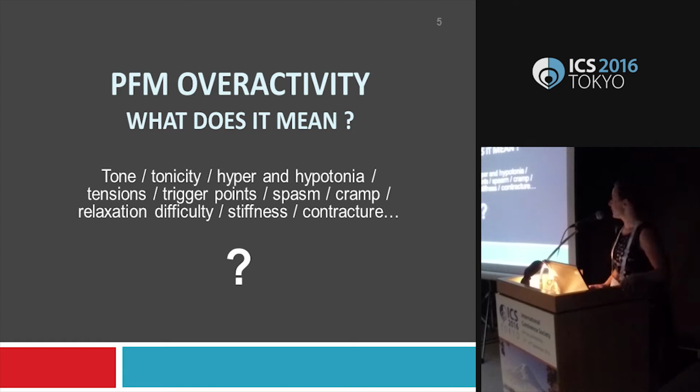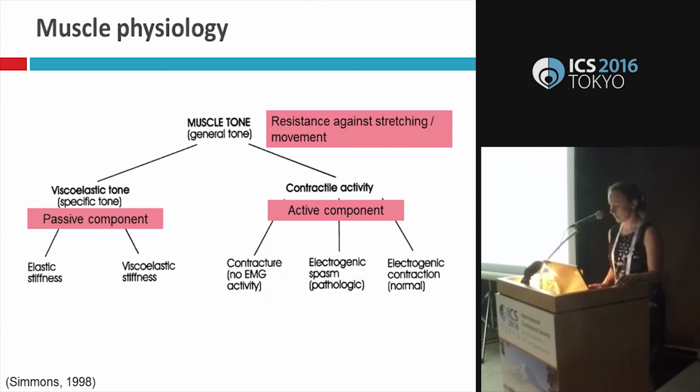So first, I think we heard a lot today about what is pelvic floor muscle tone, overactivity, hypertonia, tension, trigger point. Are they all synonyms? I think there's a lot of controversy in the terminology. Maybe we can just go back a bit to muscle physiology to understand what is muscle tone in general in normally innervated muscle.